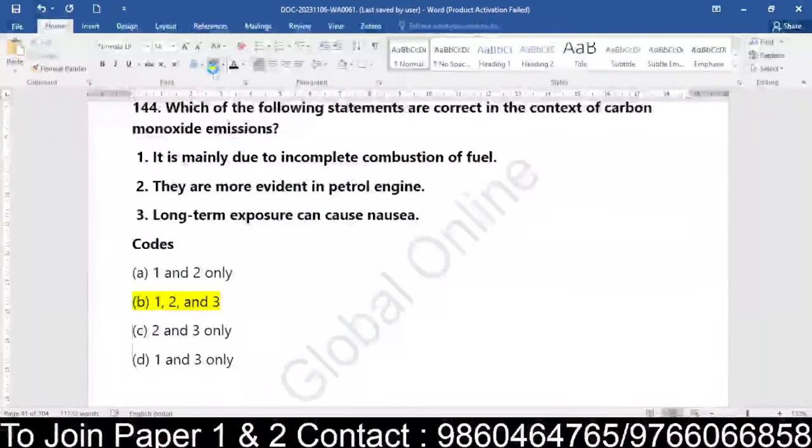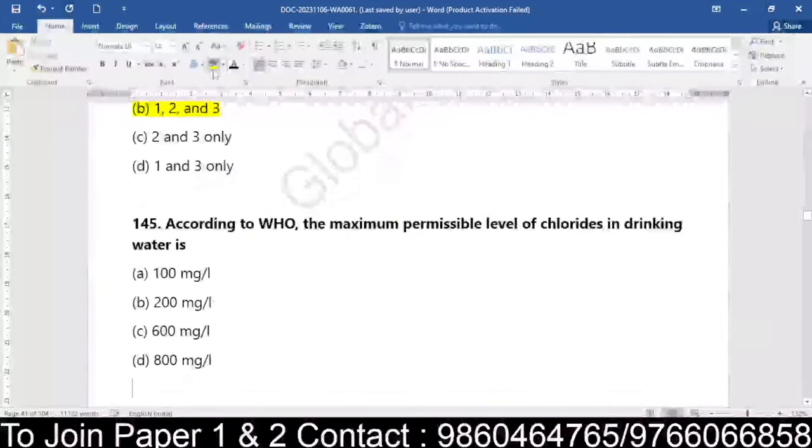Okay, now question number 145, the last question for the day. According to WHO, what is the maximum permissible limit of chlorides in drinking water? We have a limit for chlorides in drinking water. Is it 100 mg per liter, or 200, 600 or 800? According to the World Health Organization, what is the permissible limit?